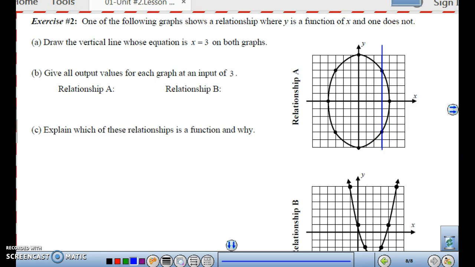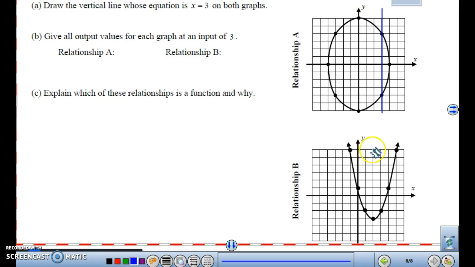That's x equals 3 right there. And then x equals 3, 1, 2, 3 would be right there. That's x equals 3. So for x equals 3 on both of those graphs, give all output values for each graph at an input of 3. Okay, so remember your input is your x value, so x is going to be 3.